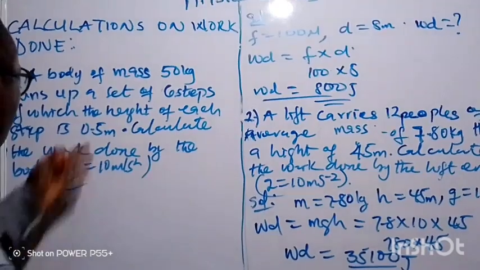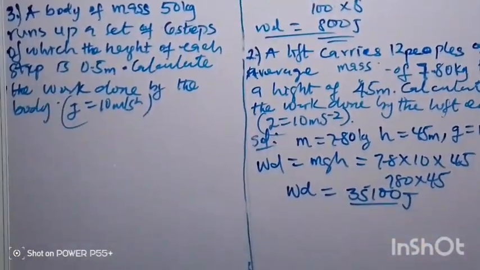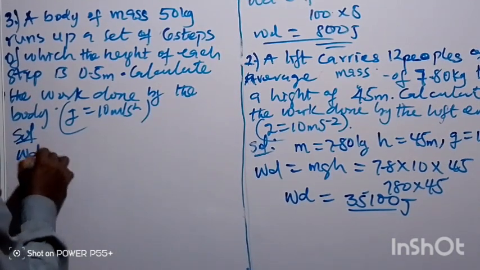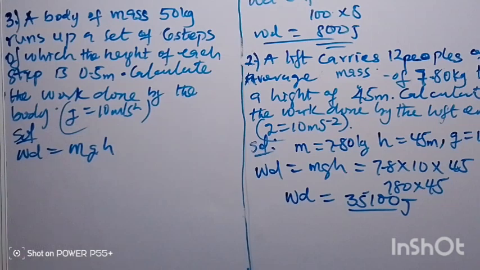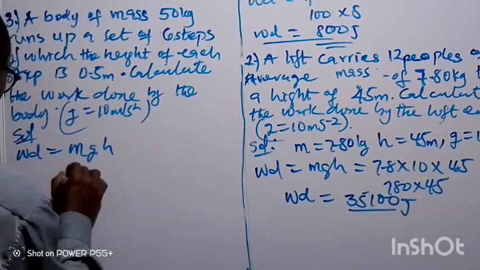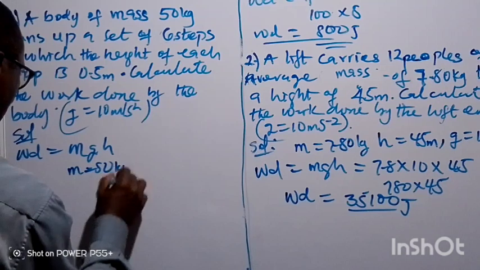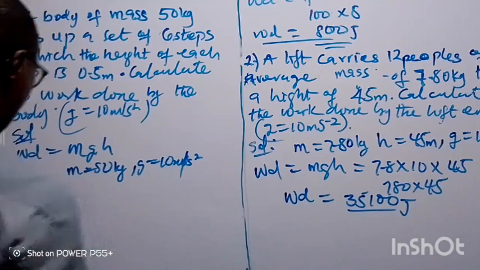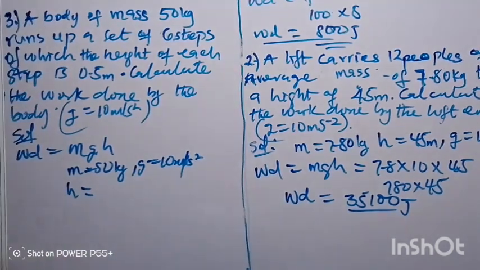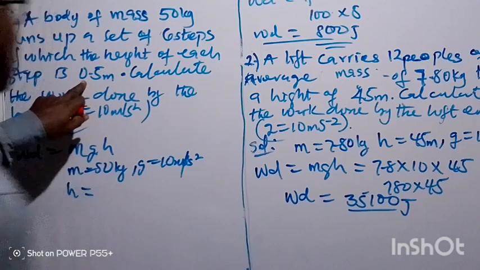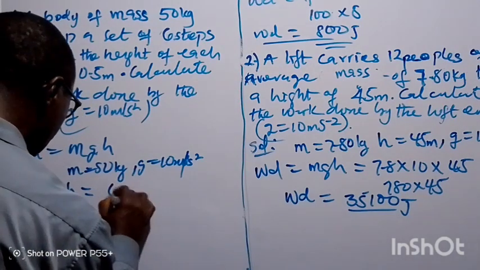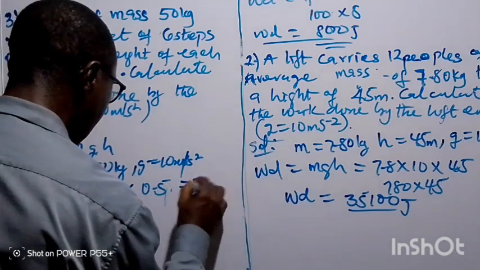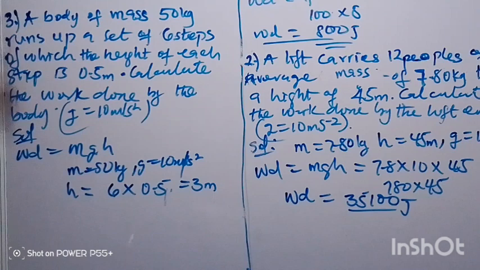The first thing, we say that this one also is work done against gravity. And you know the formula of work done against gravity, work done is equal to mgh. Now from the question, mass is given, m is equal to 50 kilogram. g is 10 meters per second squared. And h, according to the question, is 6 steps, each of 0.5 meter. So that will be 6 multiplied by 0.5, which gives us 3 meters. That's the total height of the 6 steps.